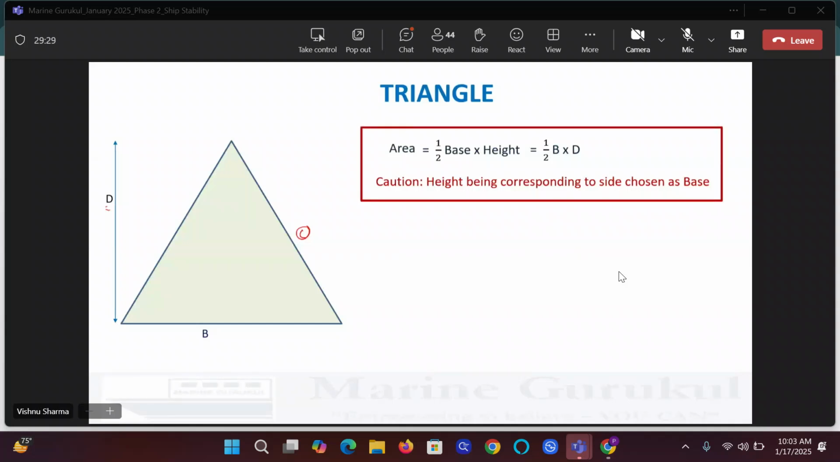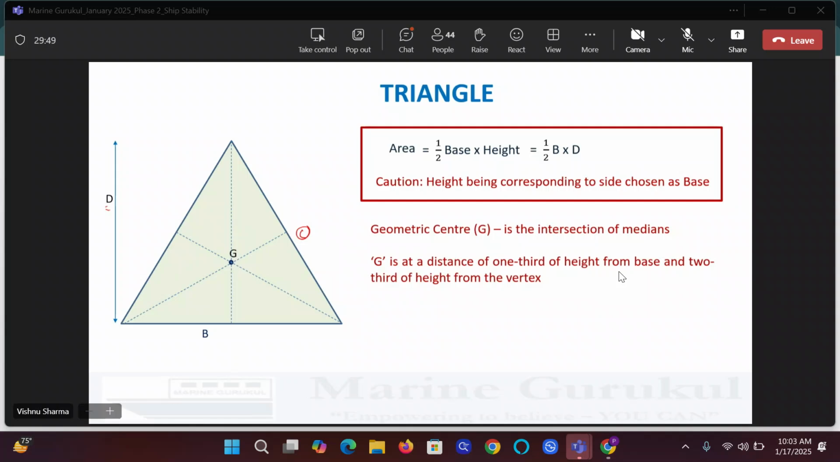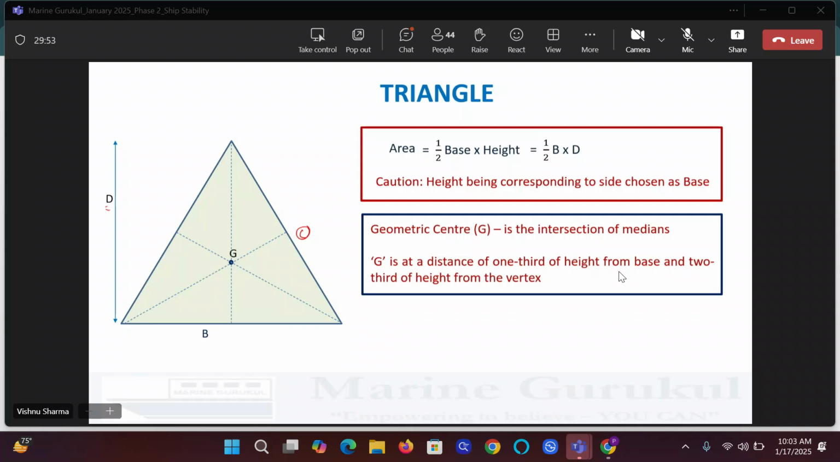Where is the geometric center of the triangle? It's the intersection of its medians. Here you can see one median coming up, second median coming up, third median coming up, and this is the geometric center. What is its location? Its location is one third of the height from the base and two-thirds of the height from the vertex. Is that clear?